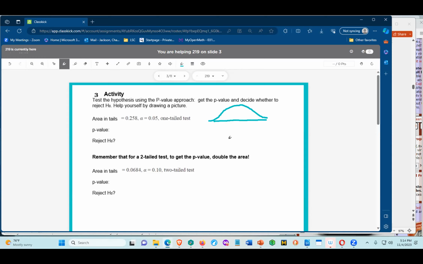One tail test. We don't know if it's left tail or right tail. We do know we've got a lot of area in the tail.